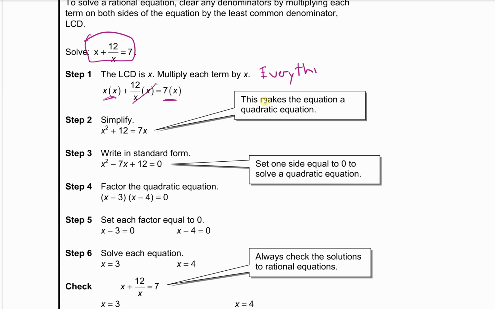Multiply everything by the least common denominator, whatever it happens to be. So then we get this. We get x squared plus 12 equals 7x. This is a quadratic. So when we have a quadratic equation, we set it equal to 0, like they did here, factor it, and then we solve.